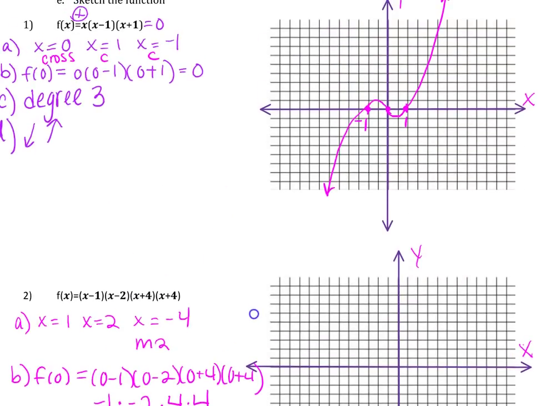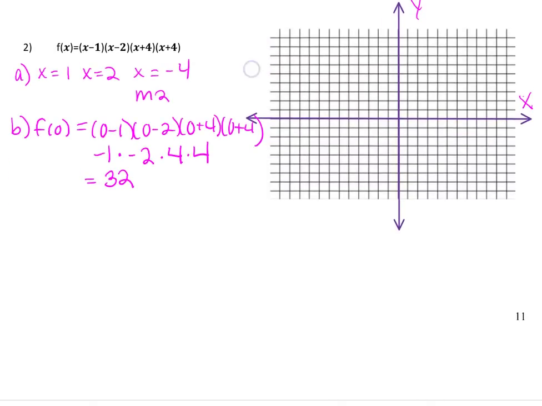What did I want next? Next I want degree. Okay, so again, the degree is equal to the highest power you would see if you were to multiply this out, or even counting up these multiplicities. There's 4 roots, so this is a degree 4. Since the leading coefficient is positive, it's going to be up in both directions.